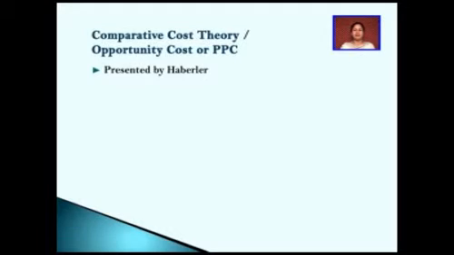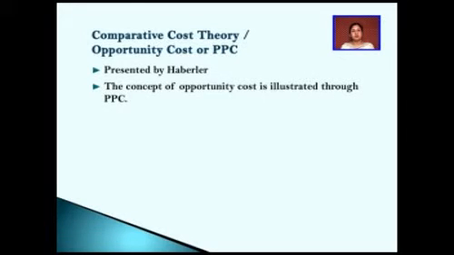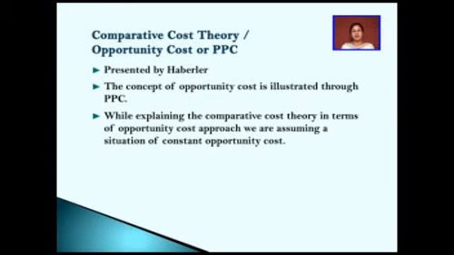After doing the theory of comparative cost given by Ricardo, we can look into another version of the theory. There is another version, known as the comparative cost theory with the help of opportunity cost or production possibility curve. This version of the international trade theory was presented by Haberler. In this, the concept of opportunity cost and the theory of international trade is illustrated with the help of the production possibility curve. While explaining the theory of comparative cost in terms of the opportunity cost approach, we must assume that there is a constant opportunity cost.